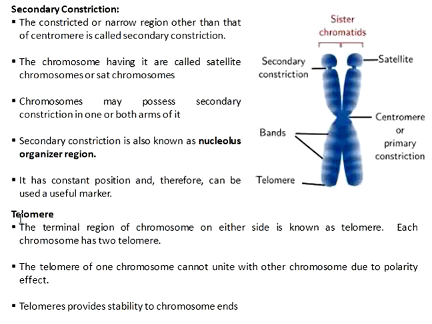The next important part is called the telomere, the terminal region of the chromosome on either side. Each chromosome has two telomeres. If the telomere of one chromosome breaks down, it cannot unite with another chromosome, due to the polarity effect of the chromosome, and therefore telomeres are very specific in their sequences. They contain highly repetitive DNA sequences. Telomeres provide stability to the chromosome ends. So maintaining a stable chromosome structure is the main role of the telomere.